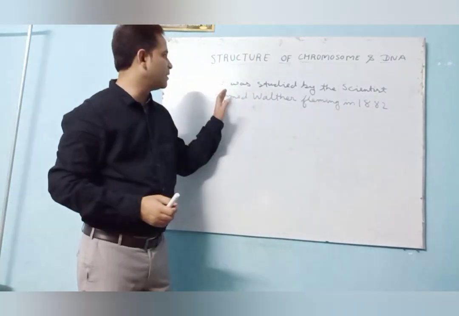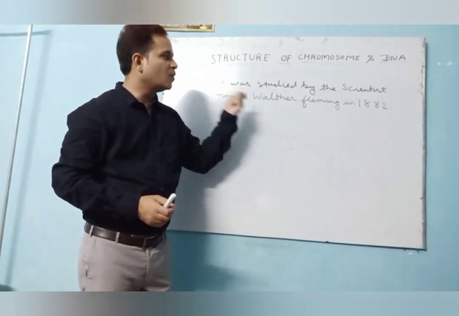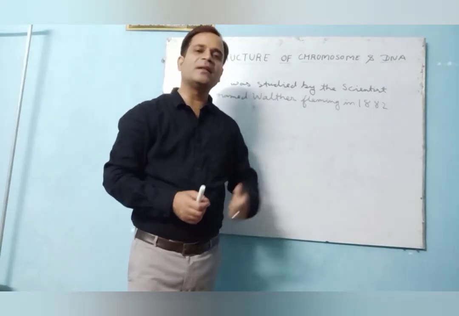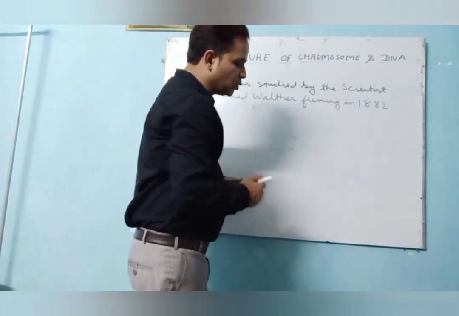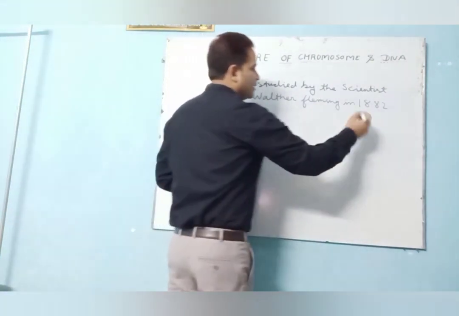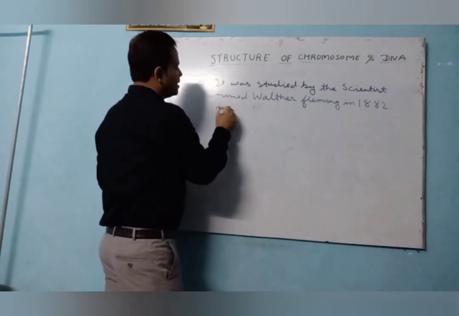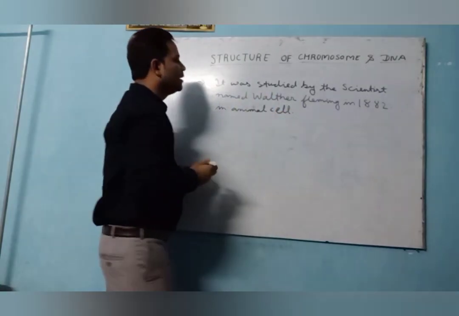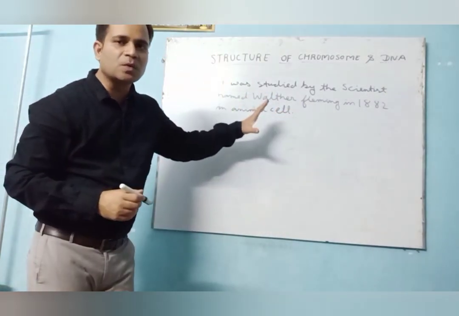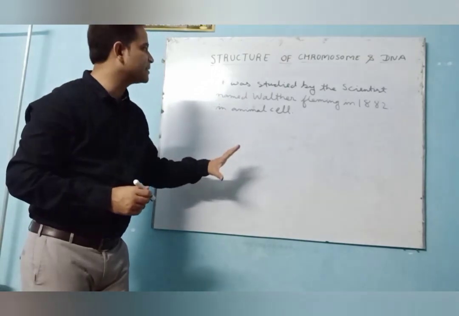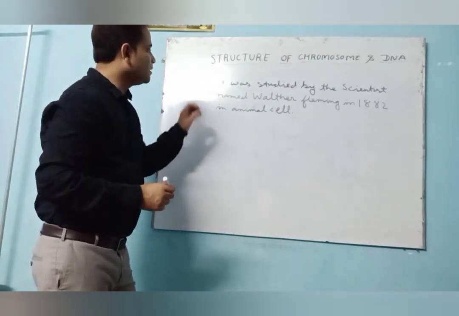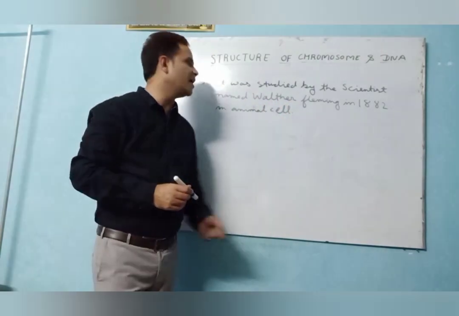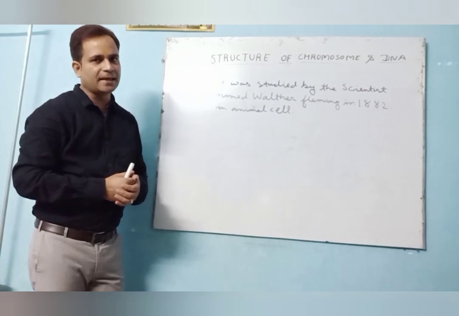See what I am saying here. The term chromosome was discovered, or named, by the scientist. The name of the scientist is Walter Fleming in 1882 in animal cell.